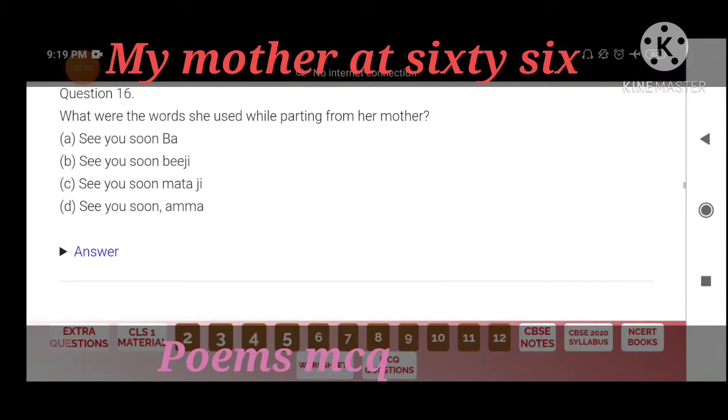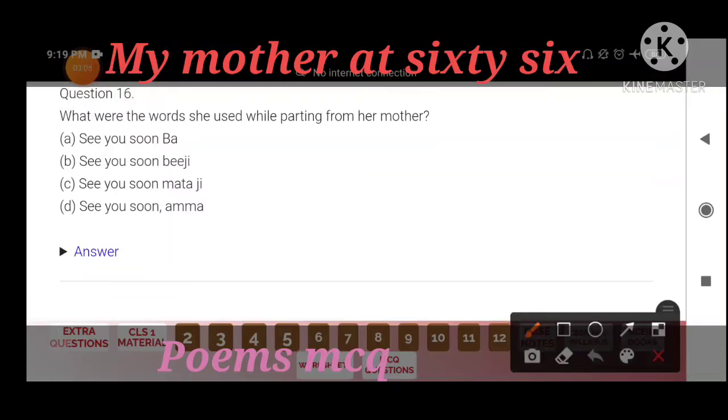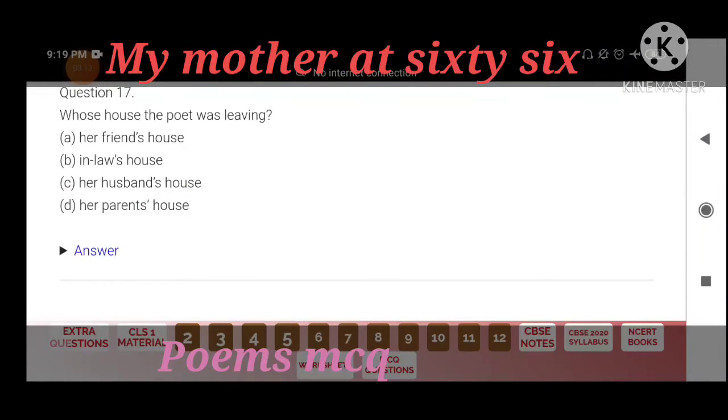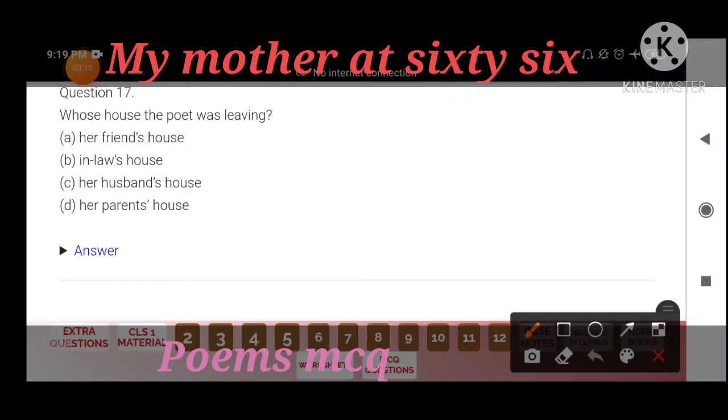What were the words she used while parting from her mother? See you soon ba, see you soon biji, see you soon mataji, or see you soon amma. So the answer is see you soon amma. Whose house was the poet living in? Her friend's house, in-laws' house, her husband's house, or her parents' house? So the answer is her parents' house.